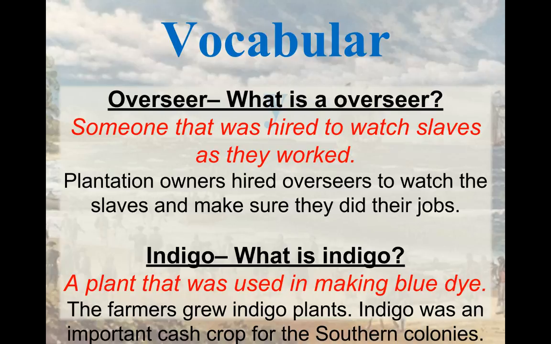Another vocabulary word is indigo. What is indigo? A plant that was used to make blue dye. The farmers grew indigo plants. Indigo was an important cash crop for the southern colonies.